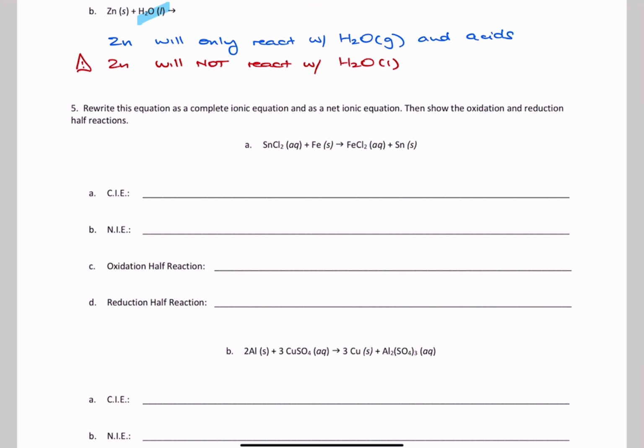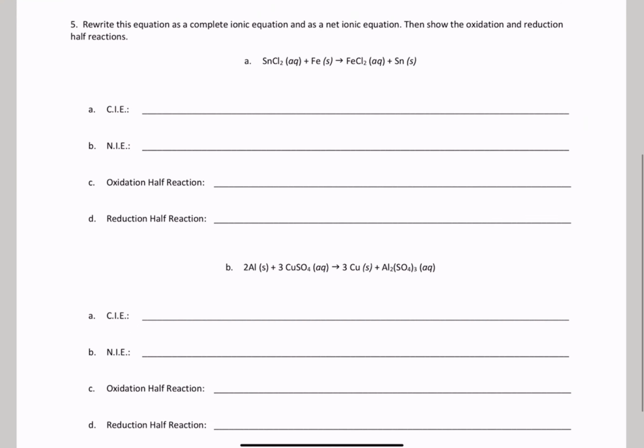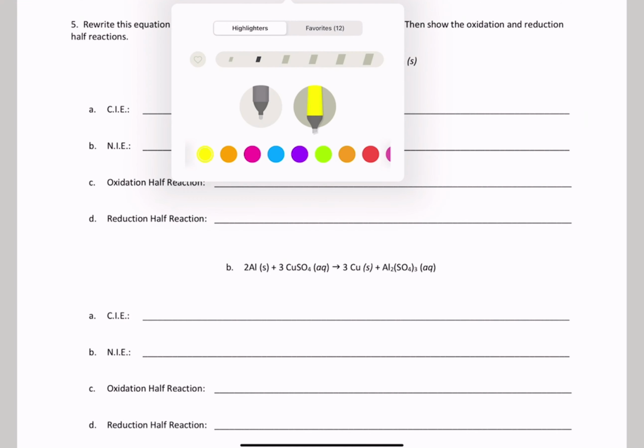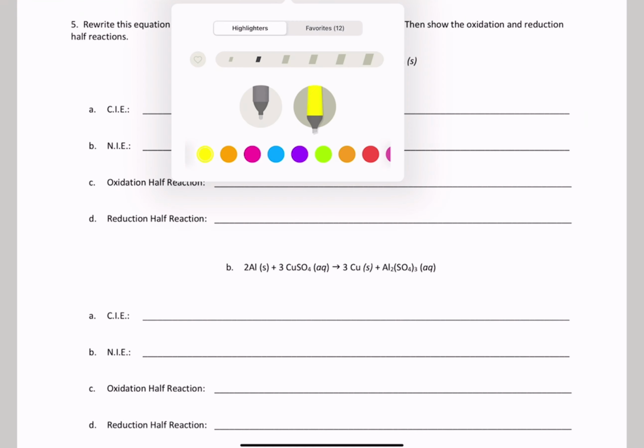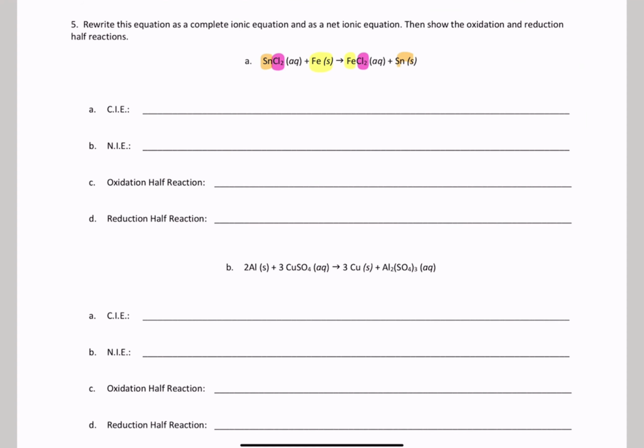Problem 5. Rewrite this equation as a complete ionic equation and as a net ionic equation, then show the oxidation and reduction of reaction. So let's do this. We have here the elemental iron, cation B, and ion C. We're forming the compound between the cation A and the anion C, and elemental B is formed.